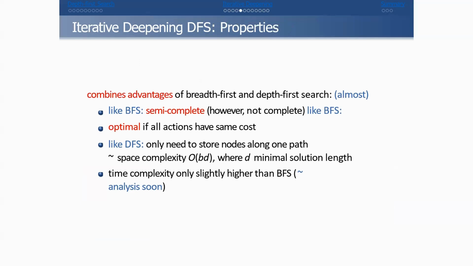So it has common advantages with both DFS and BFS. Like BFS it is semi complete, however not complete, right? Like BFS, it is optimal if all actions have the same cost. Like DFS, it only needs to store nodes along one path, so the space complexity is small, where d is the minimal solution length, and we have the time complexity too.